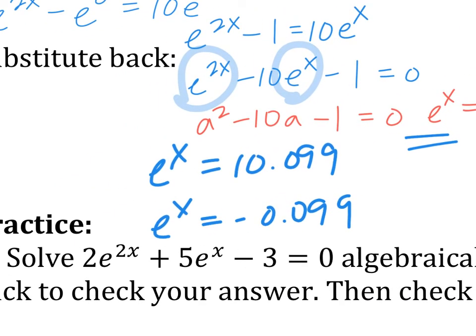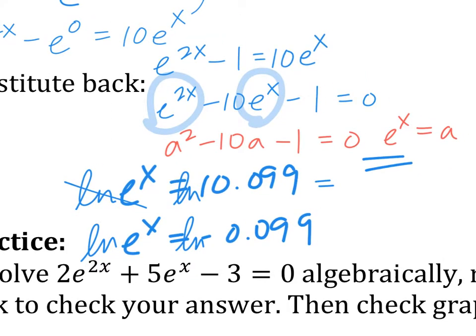All right, we got to solve for x. How do we solve for x? Okay, natural log both sides. All right, so first x is equal to natural log 10.099. What did you guys get for the answer? 2.312. Okay, that is exactly the same as our answer.